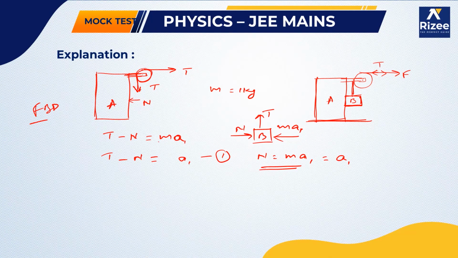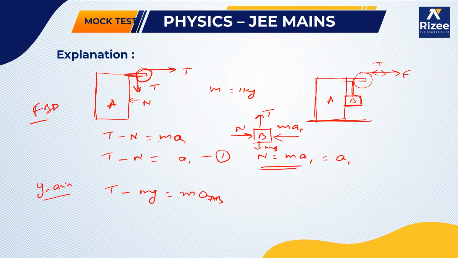So that is the normal reaction. Now let's write along the y-axis. The downward force is mg, and it is still moving in the upward direction, which means the upward tension is greater than mg. So T minus mg, along the y-axis, is equal to the mass times the acceleration of A with respect to B.